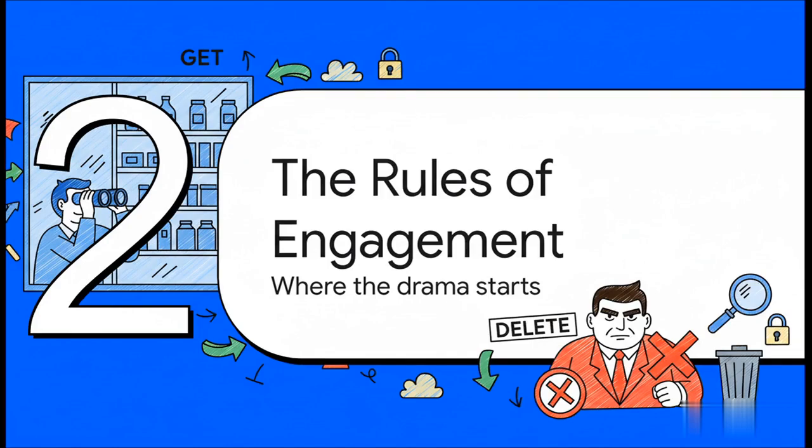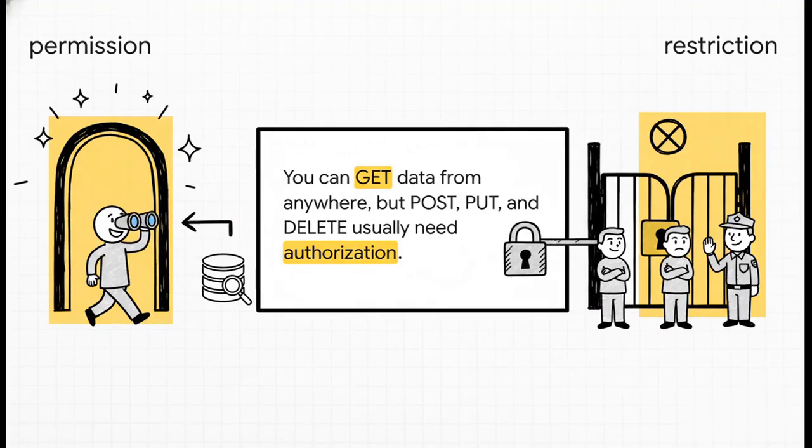Okay, so we've met the cast, we know what they all do, but things get really interesting when we start talking about the rules that control them, specifically who is actually allowed to use them. This is where the real drama starts. Here's the most important thing to remember. Just looking at data is usually fine for anyone. That's GET. But the second you want to change data, to create it, to update it, or to delete it, the server needs to know who you are, and if you even have permission.